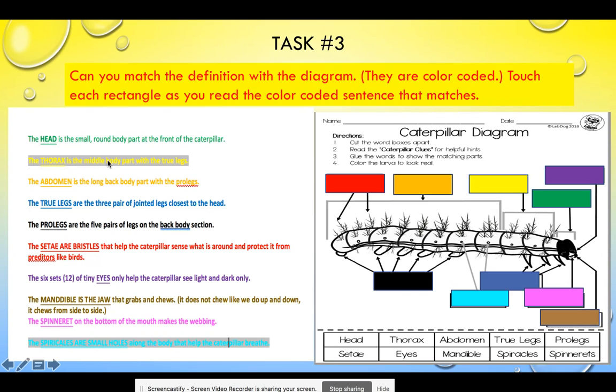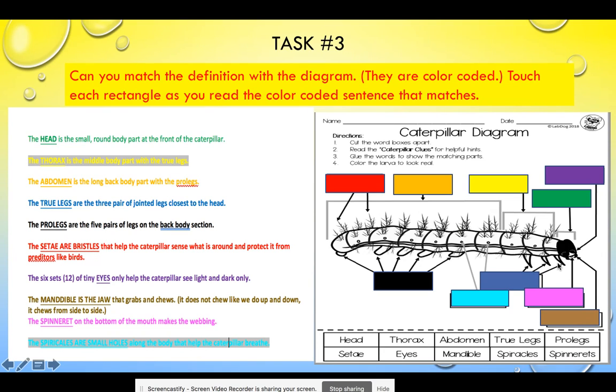The thorax is the middle body part with the true legs. Yellow is here. There's those true legs. They're the ones that'll stay with them. The abdomen is the long black body part with the prolegs, okay? Orange, this is the abdomen, okay? The abdomen's like the middle part. The true legs are the 3 pairs of jointed legs closest to the head. Find this blue here. We're down here. See the little arrows pointing to them? Those are the true legs.